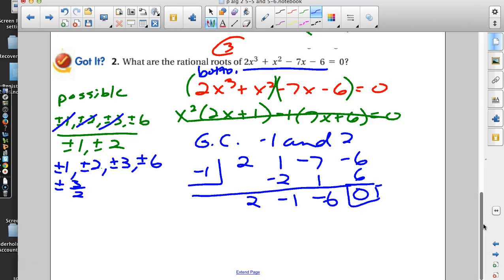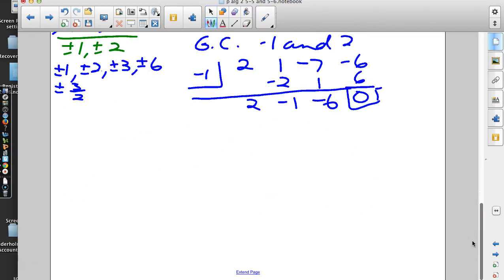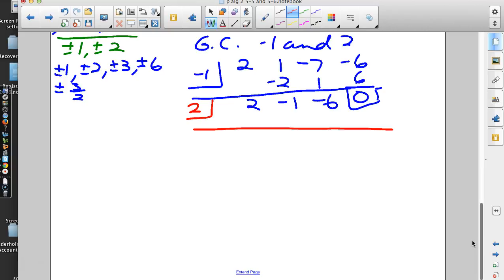That one worked, so we don't start over. We keep going with these new numbers that we have down here. We're going to try the 2 in here. Because it worked, we're going to keep going with it. If it didn't work, we'd have to start over. Bring the 2 down, multiply, add, multiply, add. So both of those work.